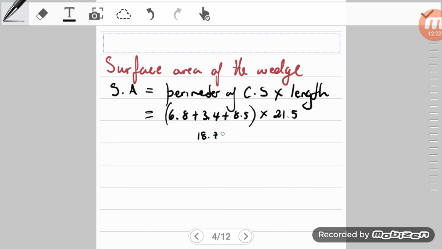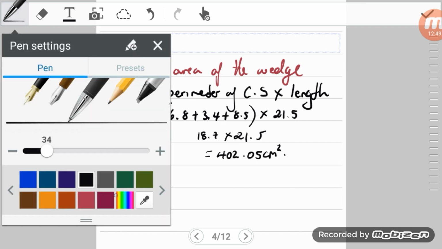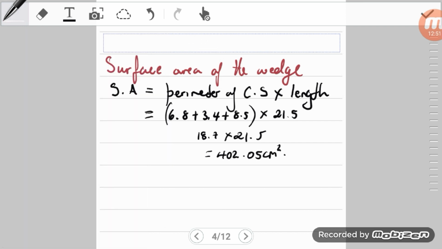So that's 18.7 multiplied by 21.5. All right, and if we go ahead and punch those digits in our calculator, that's 18.7 multiplied by 21.5, we're going to find that our final result here works out to be 402.05. It is area, so it is squared centimeters. All right, and we can proceed once again now to finding the other aspect of the question.